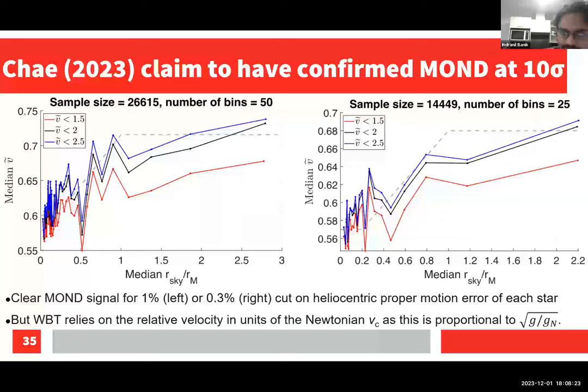But this is the problem, right? Basically what I was saying is that if you have a 1% cut on the heliocentric proper motion, that corresponds to a velocity uncertainty of perhaps 300 meters a second, which might correspond to a V tilde uncertainty of more than one in some systems, depending on the system.